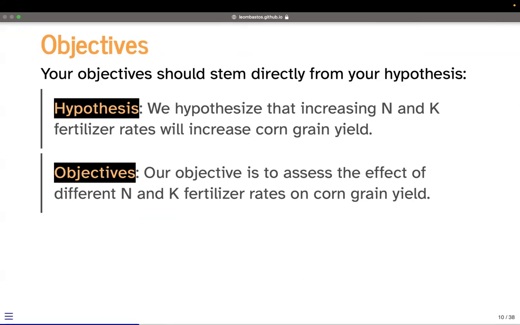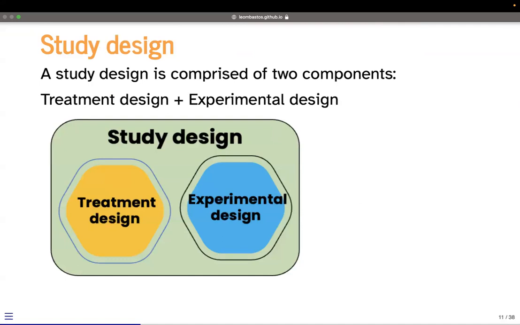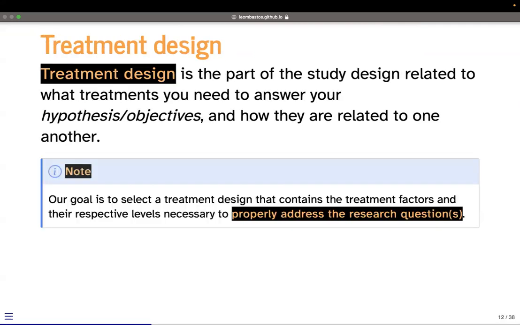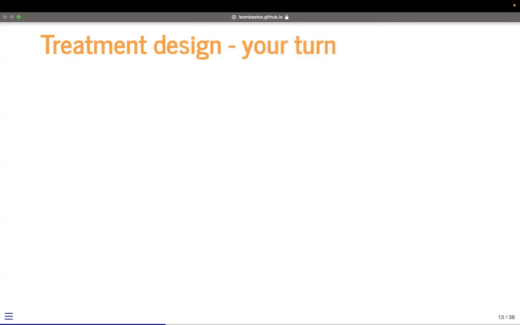It's like, well, that's the point. You should have one in every presentation, just for it to be clear to you what you're doing, but also to your audience as well. So the study design is really comprised of these two pieces, the treatment design and the experimental design. The treatment design is the component of the study design that addresses your objectives and hypothesis. So you should be choosing treatments that, when you compare them, allow you to answer your objectives.